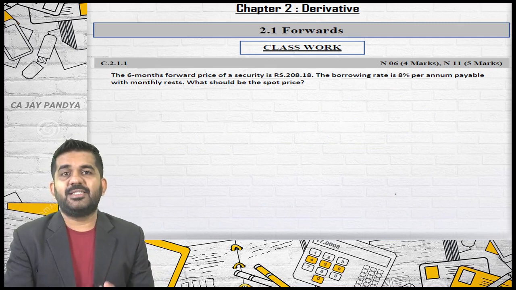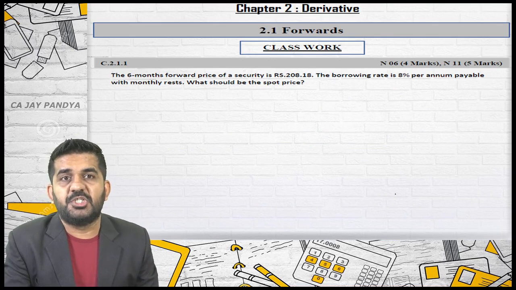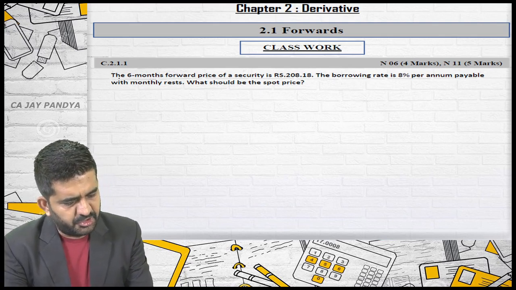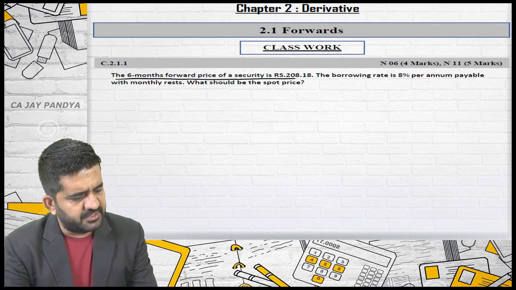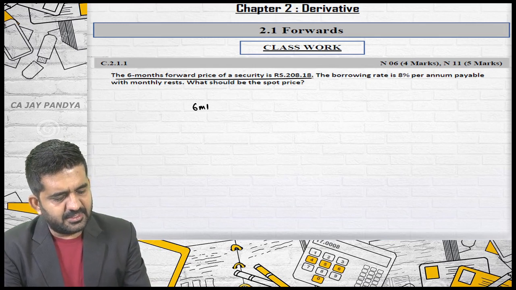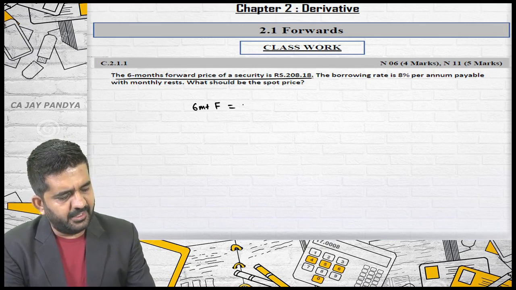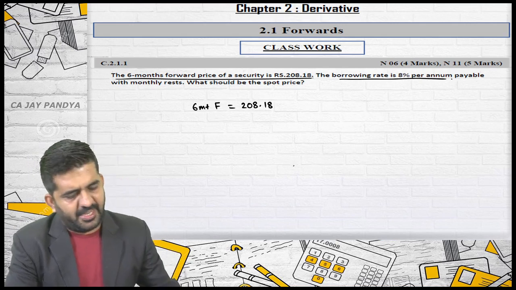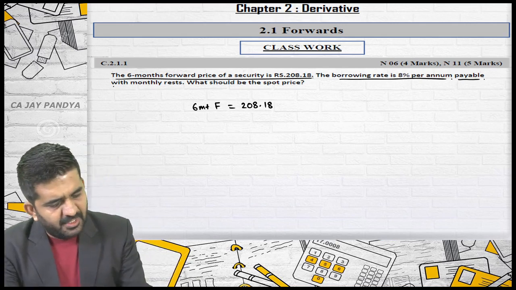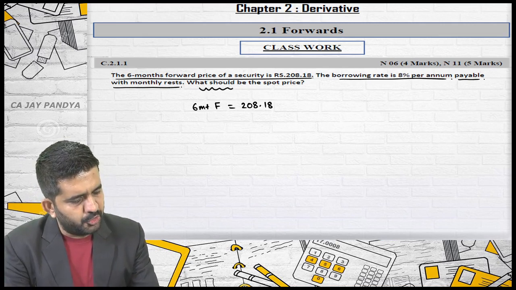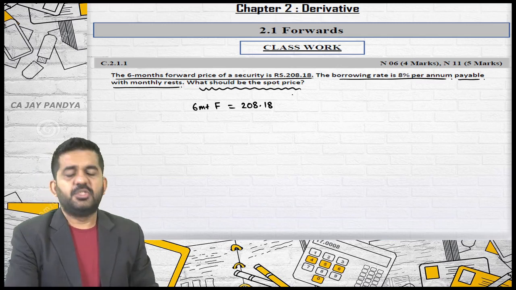We are going to see 2.2.1. First question for arbitrage and forward. This is not an arbitrage question. The 6 months forward price of a security is 208.18. It is a 6 months forward rate, actual rate 208.18. The borrowing rate is 8% per annum, payable with monthly rest. What should be the spot price?